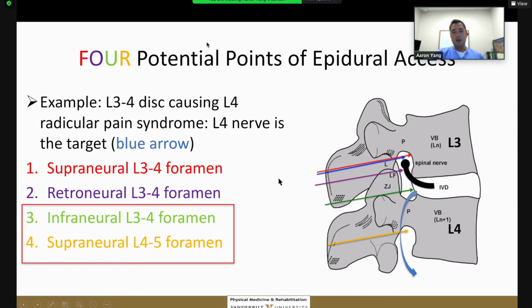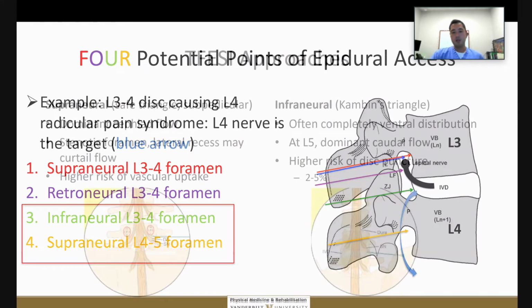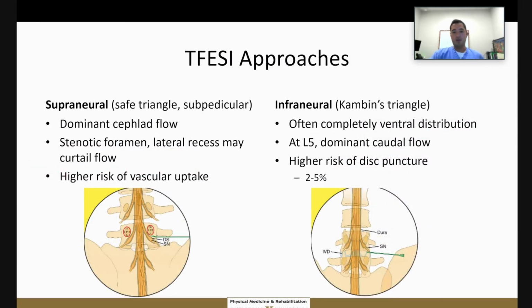So all that said, in terms of different ways to do an injection, there's multiple approaches. One of the terms I just used was supraneural and infraneural. What does that mean? Well, first you have to know the supraneural approach is probably the most common way we do transforaminal epidural steroid injections. What we mean by that is we're putting the needle above the exiting nerve root. So you can see here the needle comes right below the pedicle, and it's above this exiting nerve root.